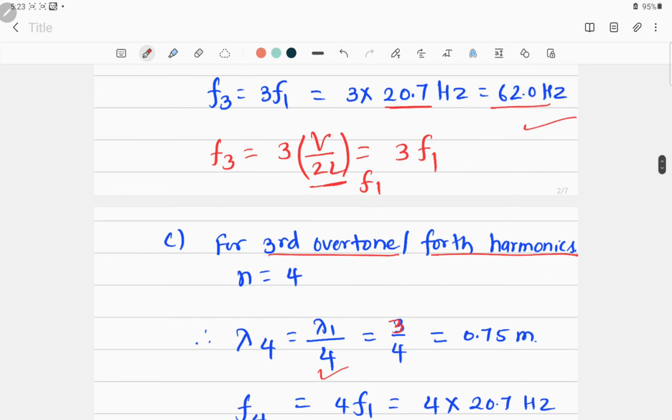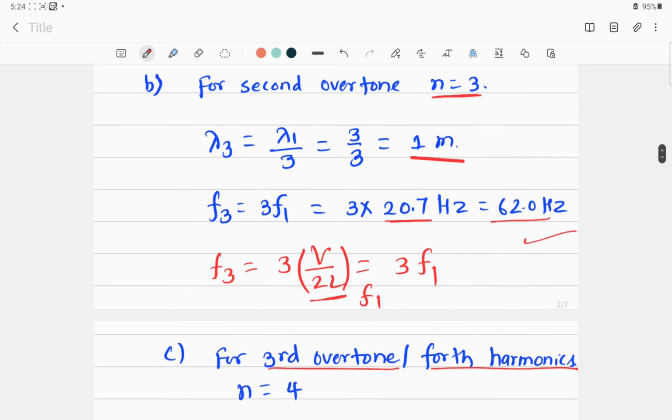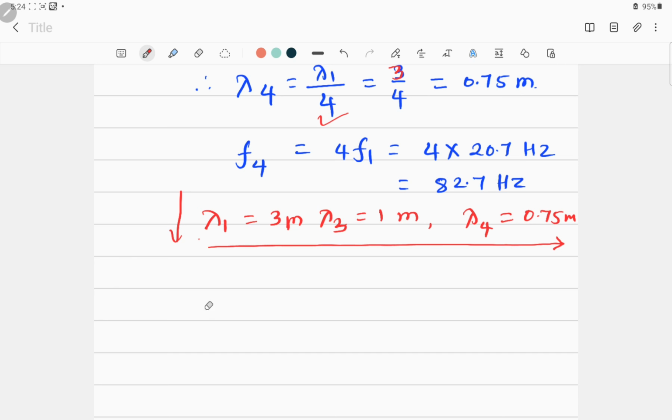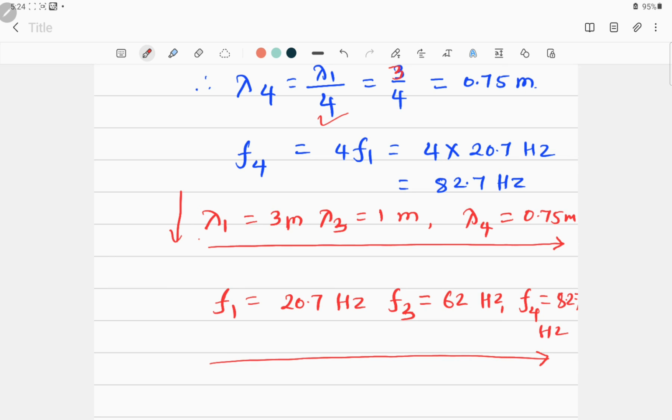So what is happening with frequency? Let's compare that one. The fundamental frequency is 20.7 hertz, the frequency for the second overtone is 62 hertz, and that for the third overtone is 82.7 hertz. So when you move from f1 to f4, frequency is increasing, by 3 times and 4 times. Okay, so wavelength is decreasing, frequency is increasing. We know wavelength is inversely proportional to frequency because the speed of the wave remains constant.